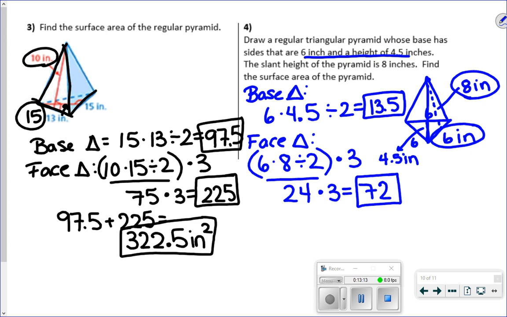All right, so now I have the 2 parts that I need for my answer. I have 13 and a half for the area of the base. I have 72 for the area of all my faces. And then when I add them together, I get 85 and 5/10 inches squared.